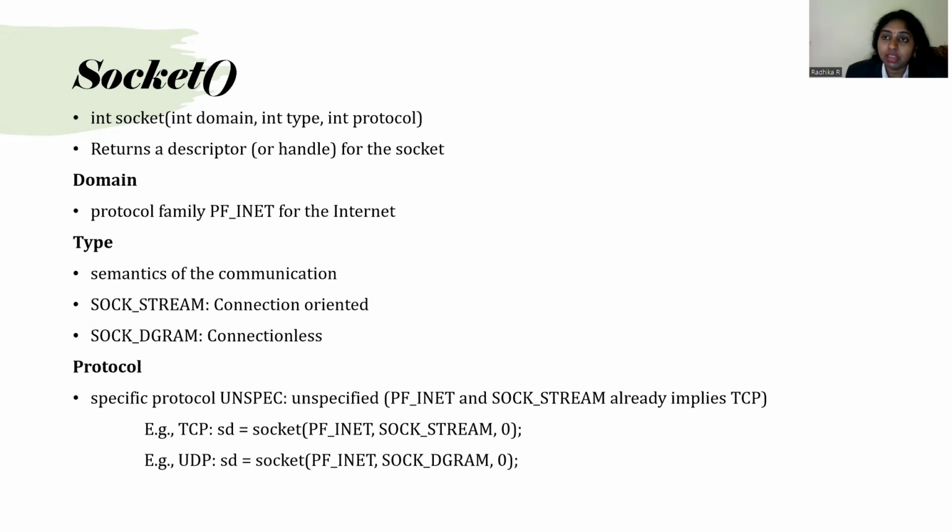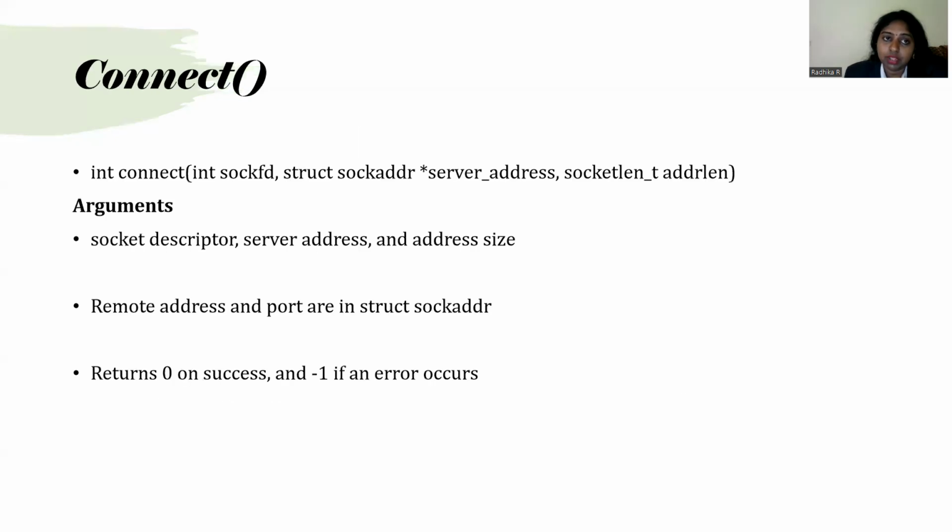And what is the domain? I have explained PF_INET, which may be IPv4 or IPv6 also. The type is SOCK_STREAM or SOCK_DGRAM, which is the TCP or UDP protocol. And coming to the protocol, it is SOCK_STREAM or SOCK_DGRAM, which depends on the TCP or UDP protocol.